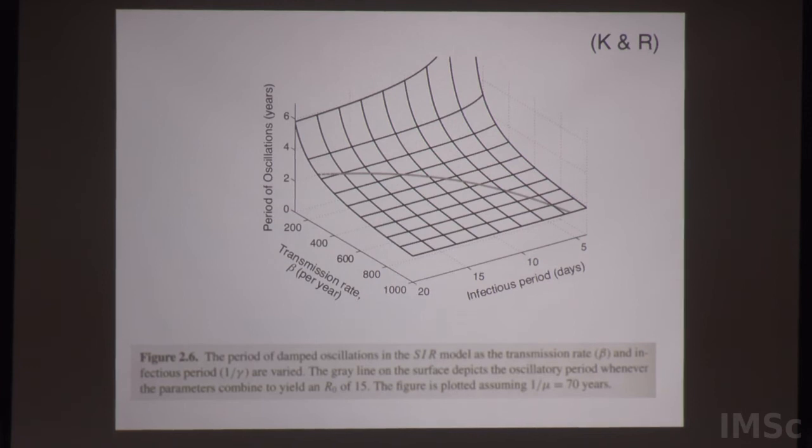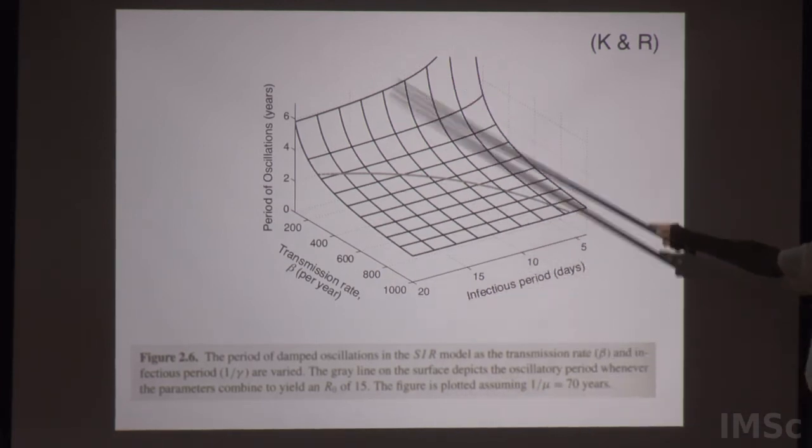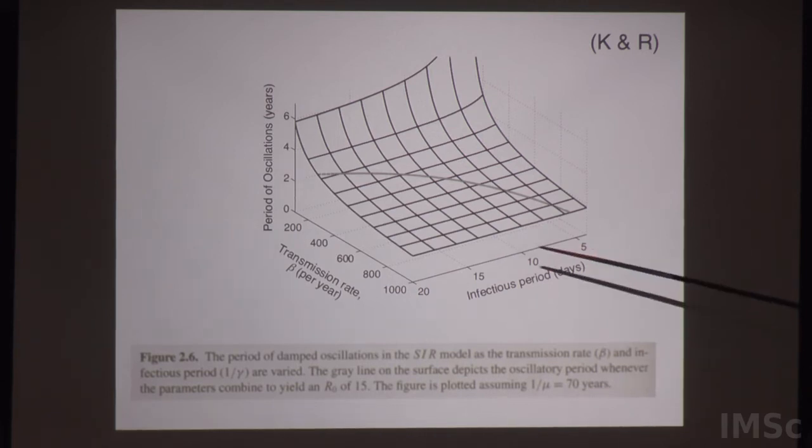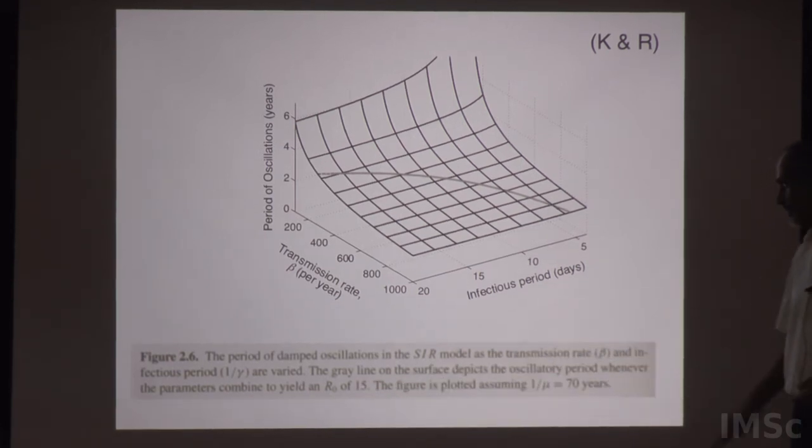Here is a plot of how the period of oscillations changes as you change gamma and beta. You can work all this out. Basically, you can just calculate this, or put it on a grid and calculate each of these values. So this line here is the line where you have an R naught of 15 as a function of the combination of these variables here, and you set 1 by mu equal to 70 years.